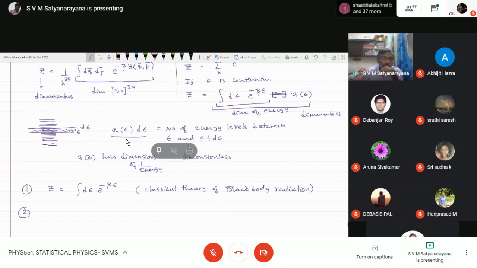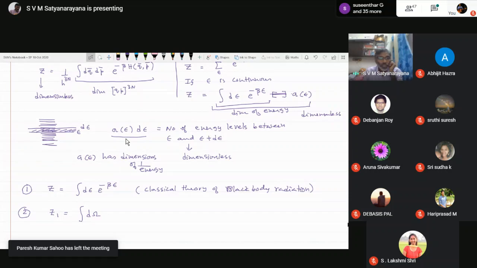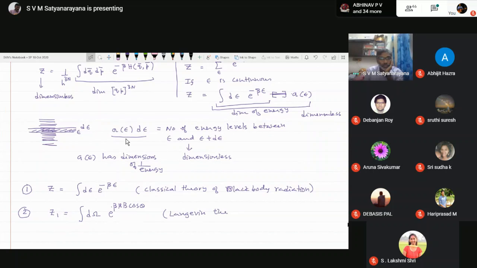And the second example is with respect to writing the Z1, which is given by integral d omega, a solid angle, and then e to the power beta mu E cos theta. So this is another example, a classical one, called Langevin theory. In principle, you have to define some density of states here, and you have to define some density of microstates or whatever, A of omega, here.